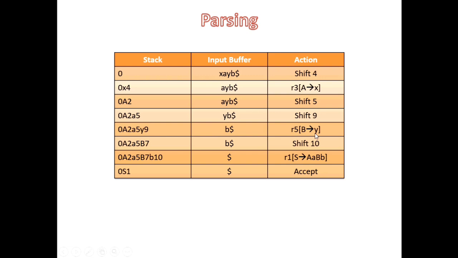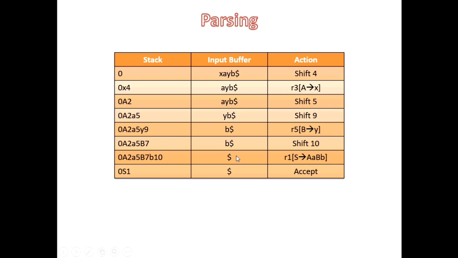R5 results in production number 5, B tends to Y. So you have one element on the right side, so pop 2 elements from the stack. So 9 and Y will go off. When 9 and Y go off, what will be remaining? You have to push this non-terminal inside the stack. B will be pushed inside the stack. So 5 and B will result in 7. Now 7 comma B is actually shift. That means push B inside the stack and push 10 inside the stack. And what is remaining now?